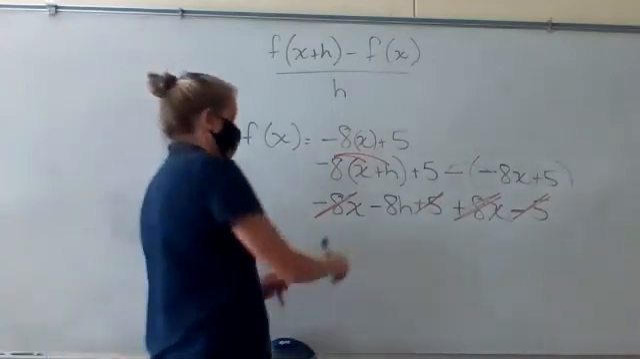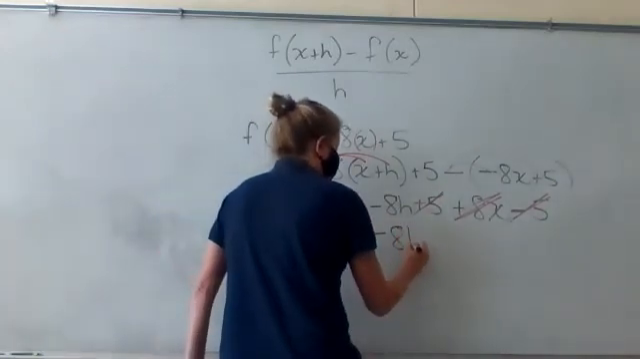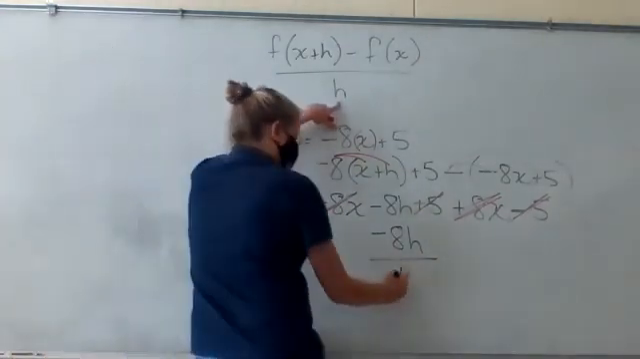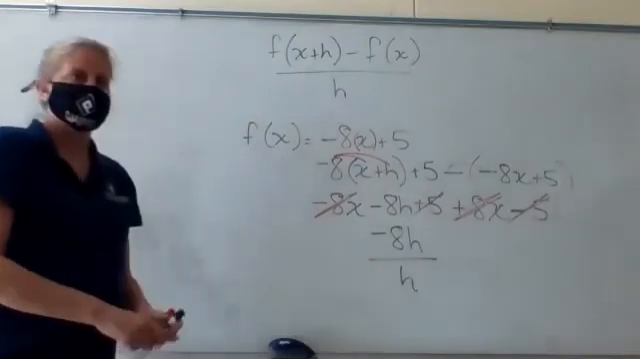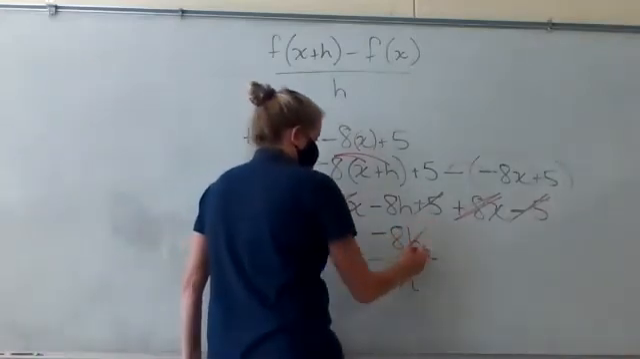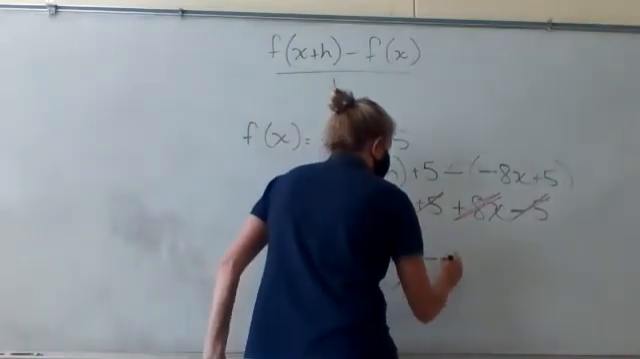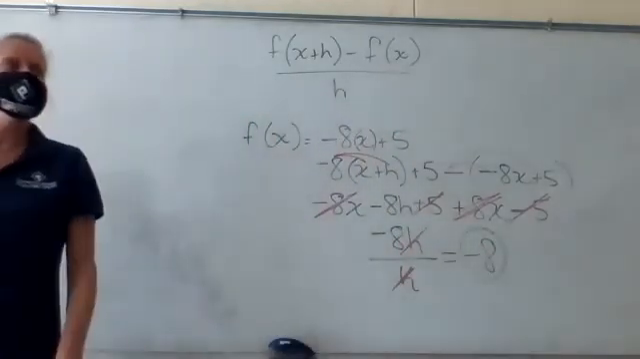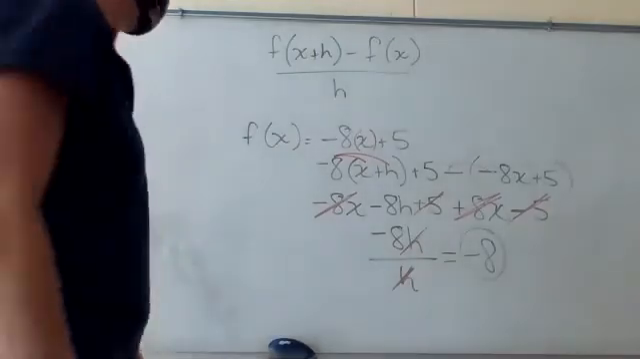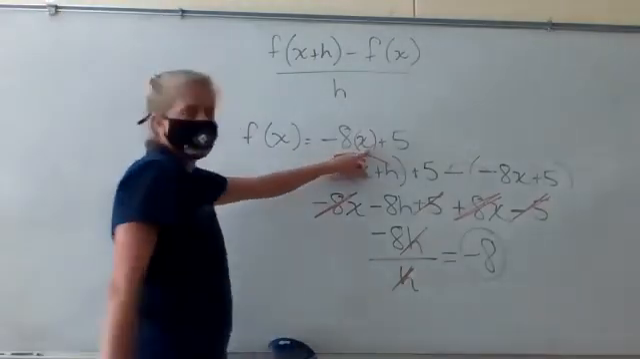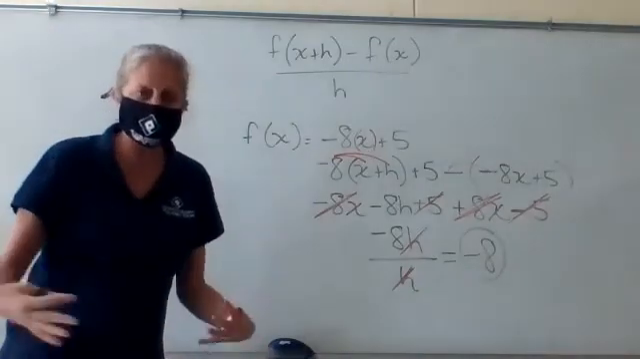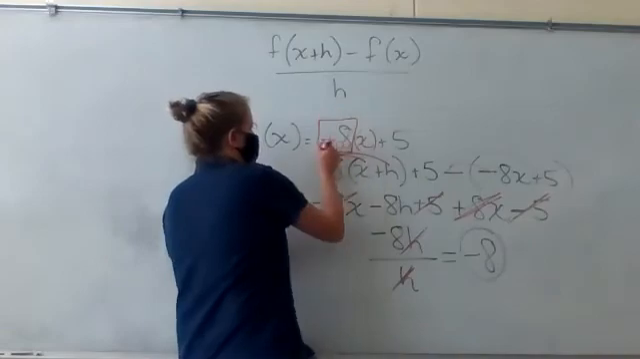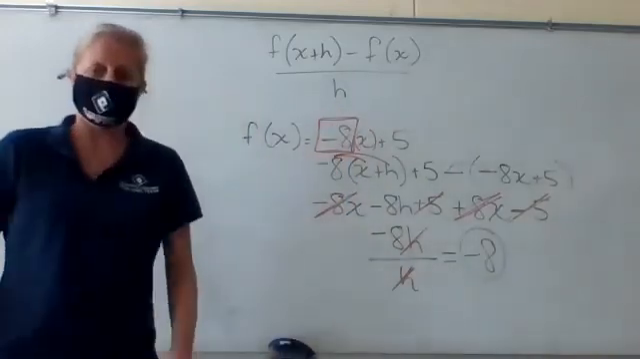So look, the only thing that is left is this -8h. Now remember what your denominator is, which is h. And your h's cancel. So your difference quotient is -8. Now remember, we did talk about this when we did this section. If your x is not squared or cubed or have anything done to it, it's just plain x, your difference quotient will always just be that number that's hooked onto your x.